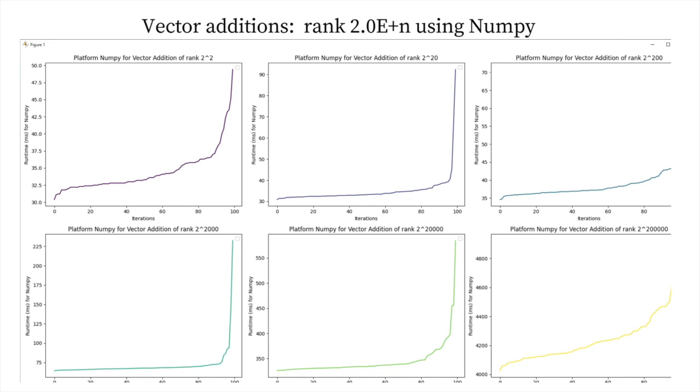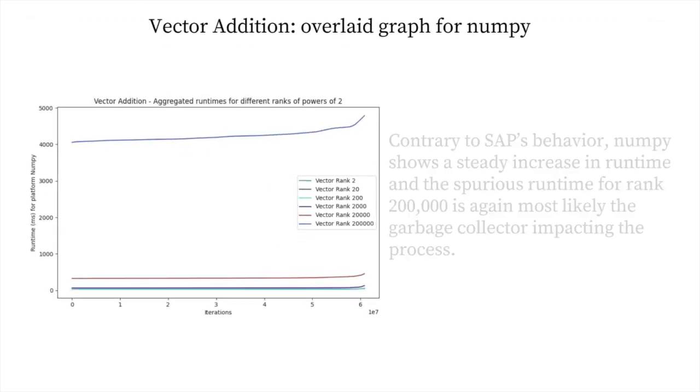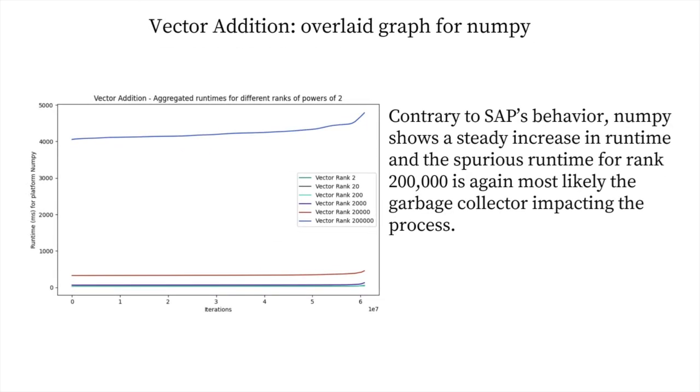It seems that, from this moment onwards, numpy began to demand more resources, forcing the runtime to jump by a factor of 100% when compared with rank 20,000, and astonishingly by a factor of 800 at rank 200,000.